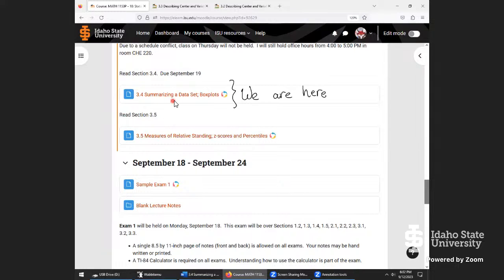Okay, well, we're nearly done with getting through box plots on this section here. We're only going to start section 3.5, and we'll have to put it up on the shelf for a little bit after we finish off our exam one. We'll return to it after Monday, September 18th. So let's get started then on section 3.4.